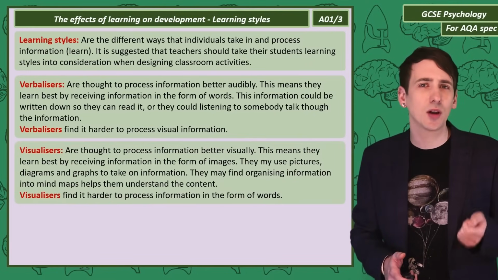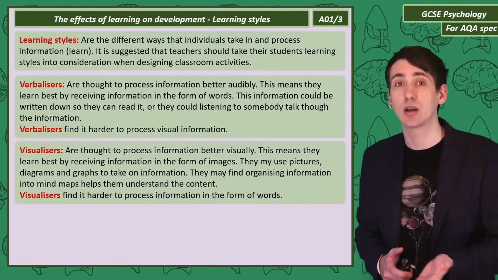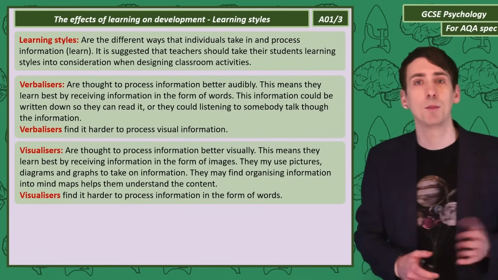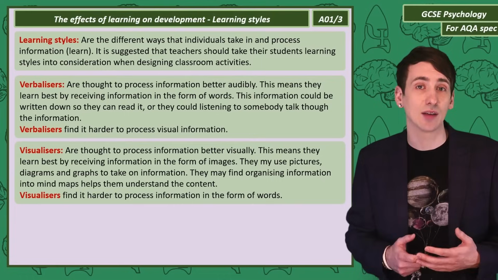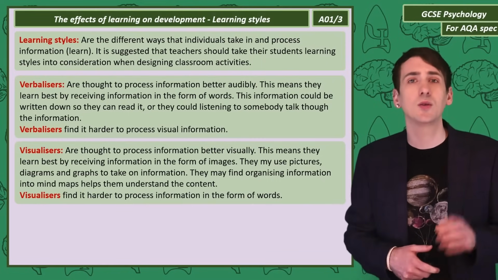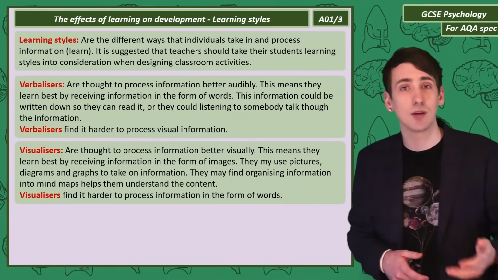On the other hand, if you were classified as a visualizer, you were thought to process information better visually, so in the form of images, pictures, diagrams, and graphs. And for revision would do tasks like making mind maps. And it was suggested by learning theory that visualizers would find it more difficult to process information in the form of words.